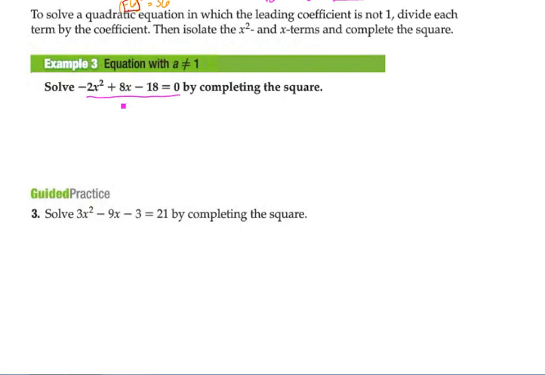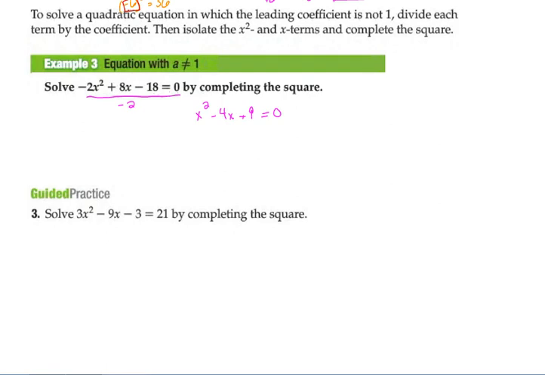So with this negative 2, he is in our way. We have to divide him out, which means that we have a negative 2 divided by negative 2, which is our x squared, which is what we wanted. 8 divided by negative 2 is negative 4x. Negative 18 divided by negative 2, positive 9. And then that equals 0. Because 0 divided by negative 2 is 0. I didn't forget it. It just didn't affect it.